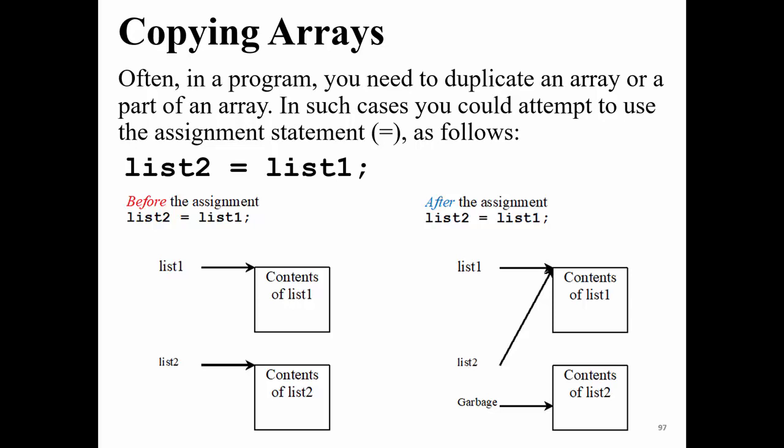The only thing here is that list 1 is pointing to the content of list 1. When I say list 2 is equal to list 1, it's saying that list 1 and list 2 are going to point to the same content. They're not creating another copy of it. And actually, the list 2 content is going to go to the garbage at the end. So nobody is going to access content 2. So the equal or assignment statement will not create a copy of the array. There is another procedure to create a copy of the array.